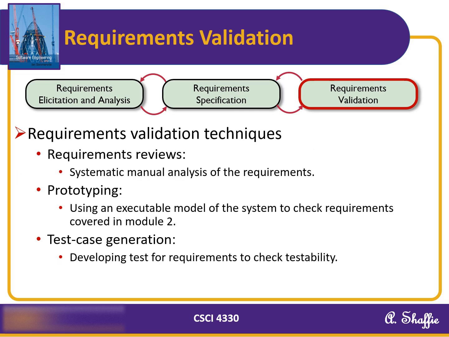Several techniques for requirements validation can be implemented either alone or in combination, such as requirements review, which is systematic manual analysis of the requirements. Prototyping, we covered this technique in module 2, using an executable model of the system to check requirements with the stakeholders or with the end users. Test case generation, and the goal of this technique is to develop tests that confirm whether the system behaves as expected according to each requirement.